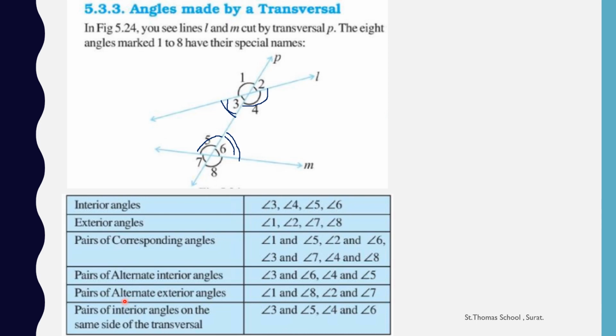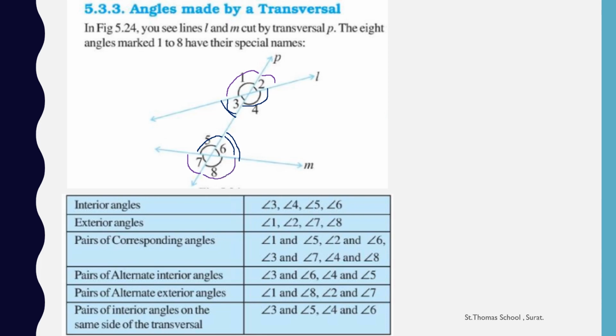Okay. Next one, pairs of alternative exterior angles. Exterior means outside. And alternative means, this is the transversal, so one this side and one the other side. Means angle 2 and angle 7, angle 1 and angle 8. Clear? You can mark like this. This is angle 2 and this is angle 7. They are called alternative exterior angles. And angle 1 and angle 8.